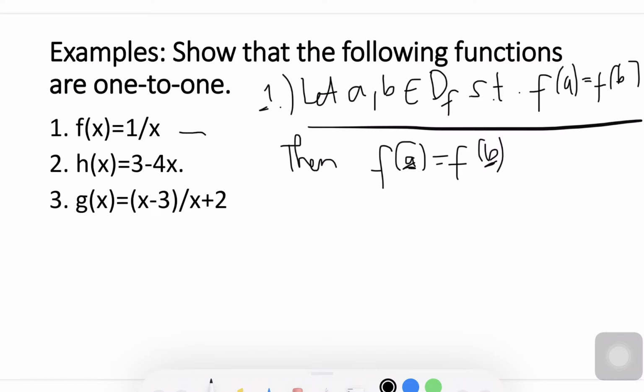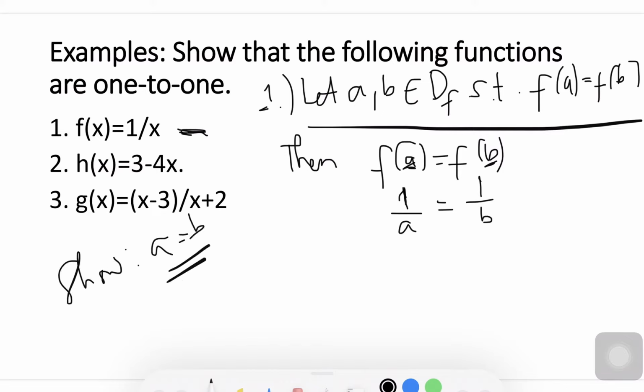So going back to the given function, this will become 1 over a. Now we will substitute x with a, which is equal to, now we have b, so 1 over b. Then our goal here is to show that a is equal to b. This is always our goal. So by cross multiplication, we have b is equal to a. And we are done. Since b is equal to a, we conclude that f is one-to-one.